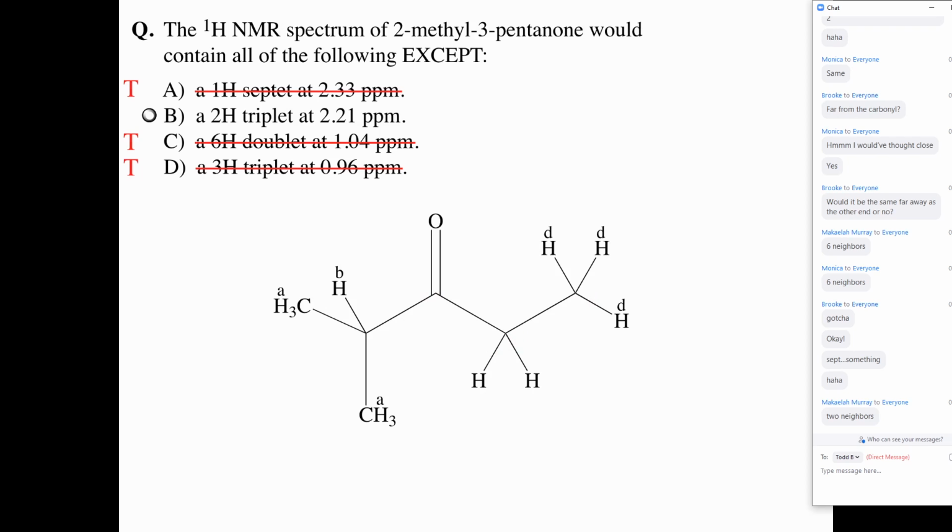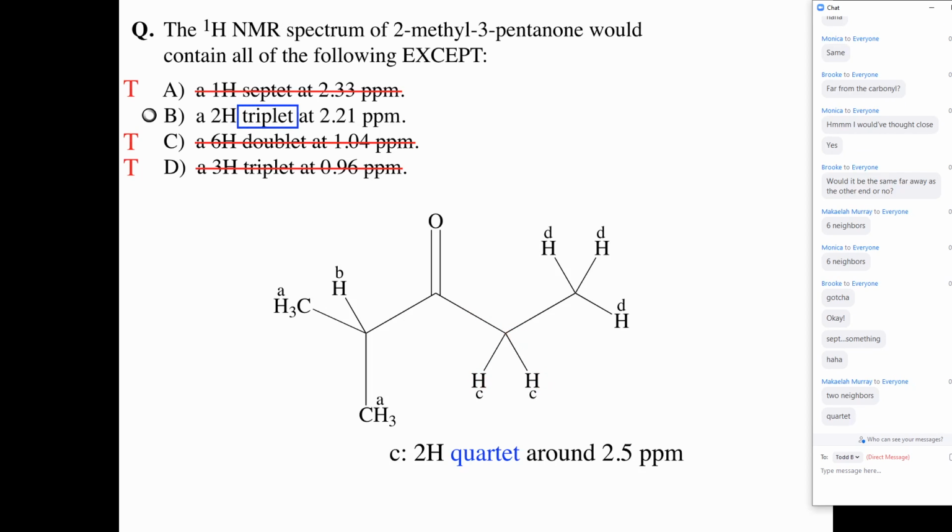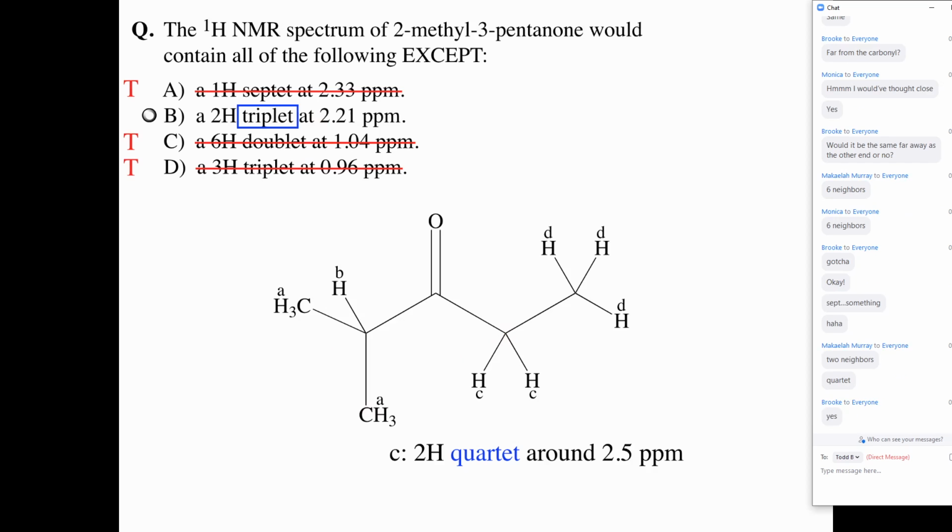And then finally, this group right here, what would you get for this one? 2 H's, high ppm because it's close. But you read there's 3 neighbors, 3 plus 1 would make it a quartet, not a triplet. They have done things like this. Is this just a test of do you know how to read an NMR or predict an NMR outcome?